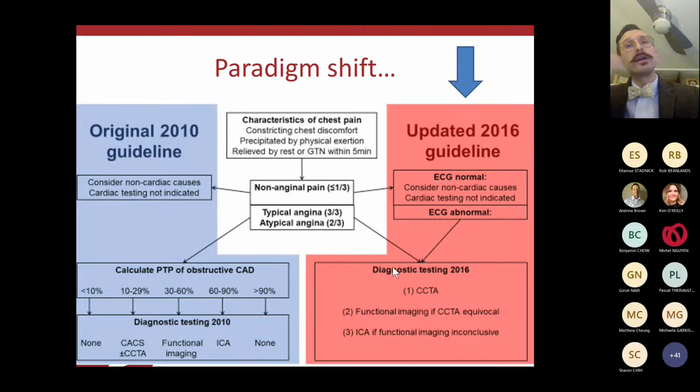Thus, according to NICE, functional imaging tests were now reserved for the assessment of patients with chest pain symptoms who are known to have CAD, and for patients where the CT coronary angiogram has been non-diagnostic or has shown CAD of uncertain significance.